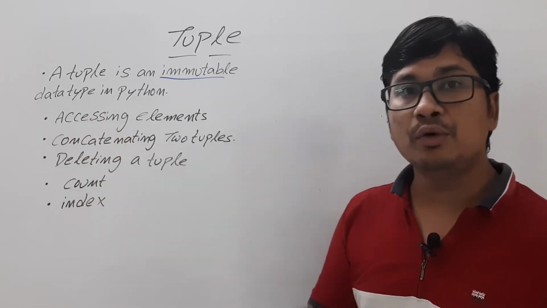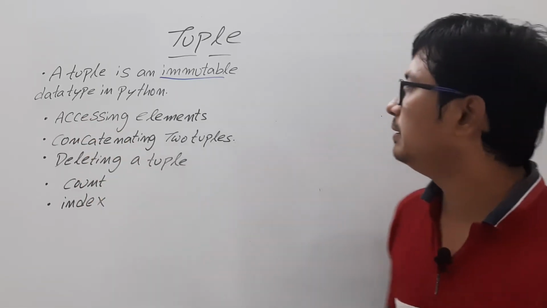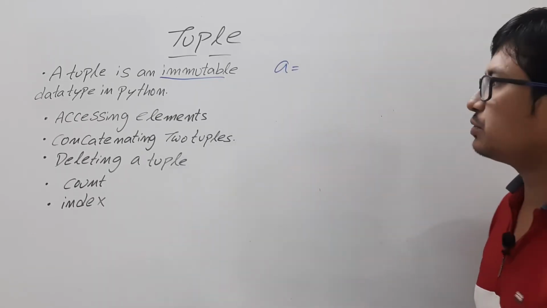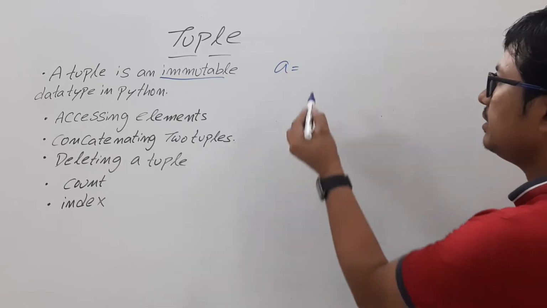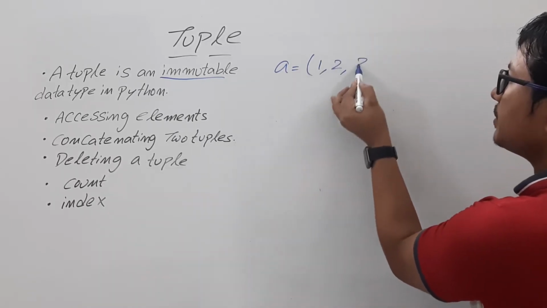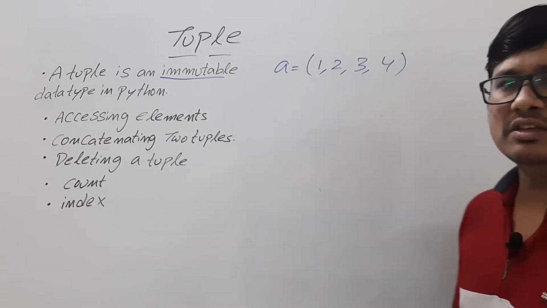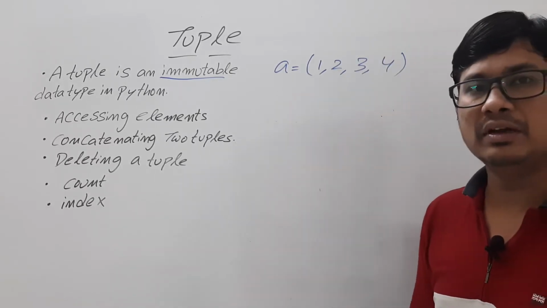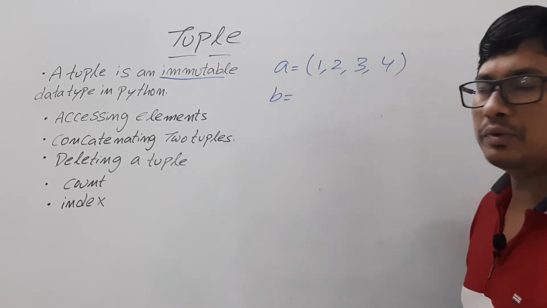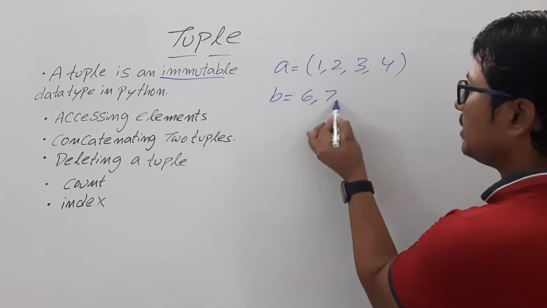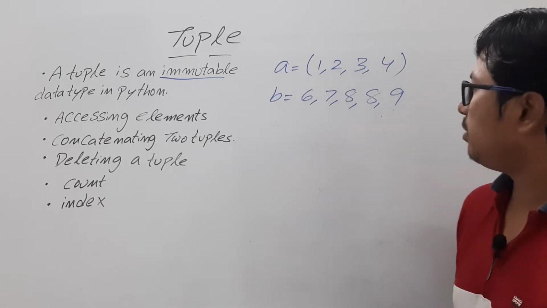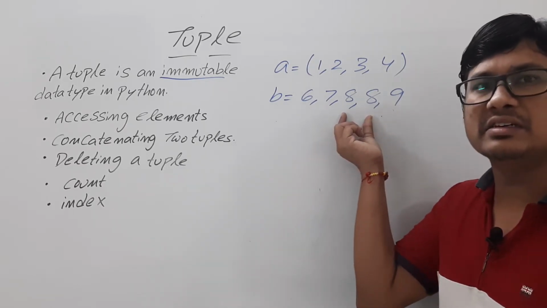Now let me discuss how can we create a tuple. Let me write a is equal to, so a is a tuple variable here. I can open the braces and I can write the list of elements separated by comma. So this is the way we can create a tuple. And another way we can create a tuple is, let me write b is equal to 6, 7, 8, 8, 9. Is it clear?